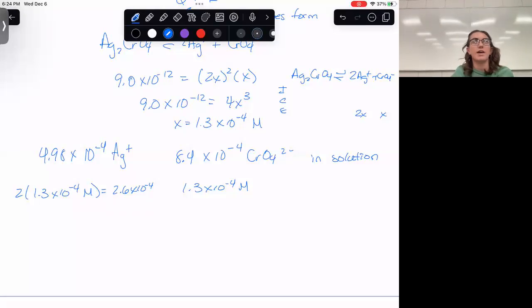Right, so if we're allowed to have that much, everything else needs to get used up to make our silver chromate. So how do we solve for how much is getting used? Yep, we have to convert to moles. So we have to use that 15 liters.